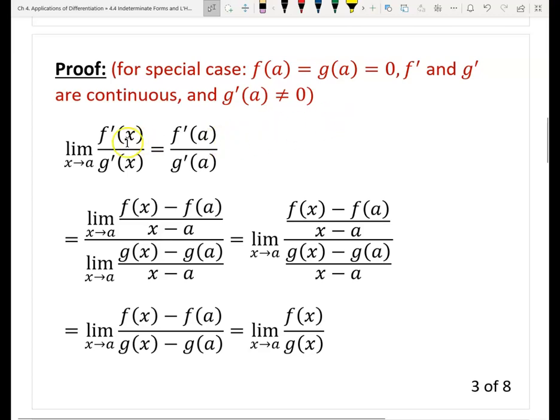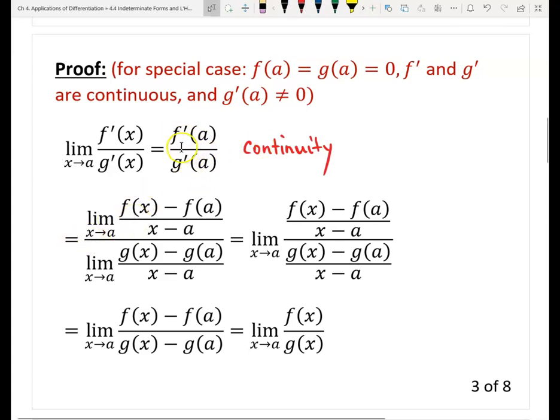Because of this condition: the derivative of f and the derivative of g are continuous. Therefore, this quotient is a continuous function, right? Therefore, we can directly substitute. Let me highlight. So here the first step is because of continuity, right?